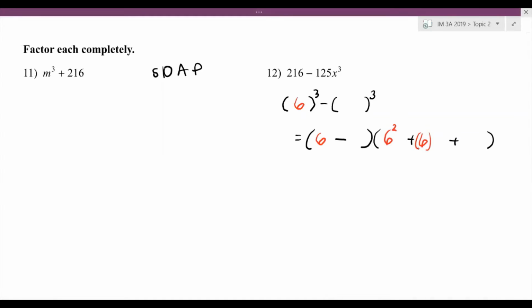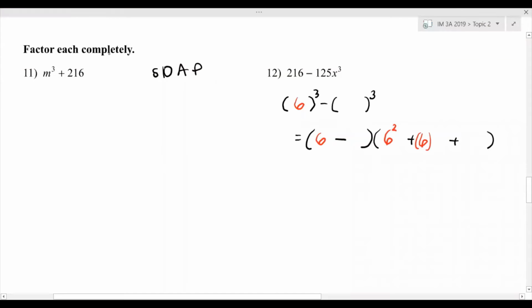And so then 125x cubed is 5x all cubed. So 5 cubed is 125, and then x cubed is x cubed. So the second term in that binomial is that 5x. And then the middle term in the trinomial is that 6 times 5x. And then the last term is that 5x squared.